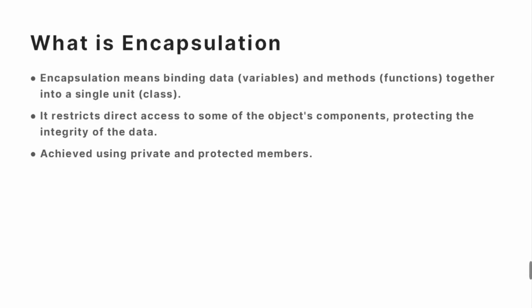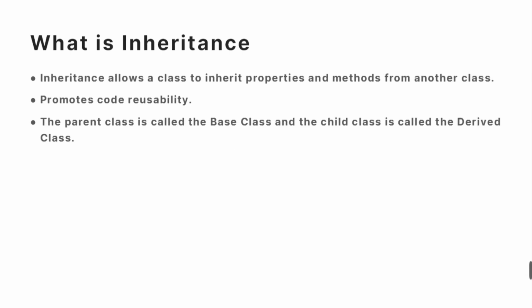Next, you can explain what inheritance is. Inheritance allows a class to inherit the properties and the methods of another class. The parent class is called the base class and the child class is called the derived class in this inheritance concept. And inheritance is used for code reusability, I can say.